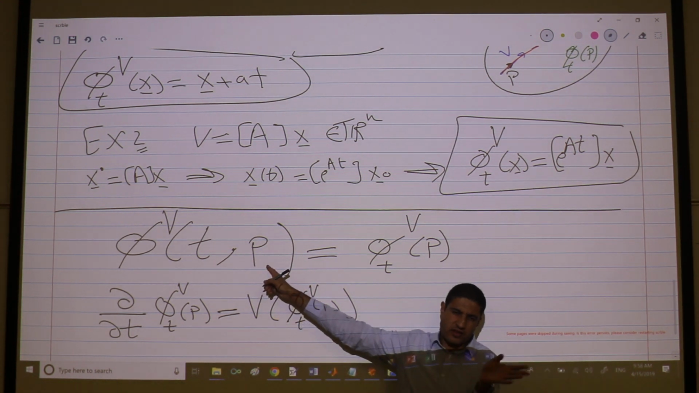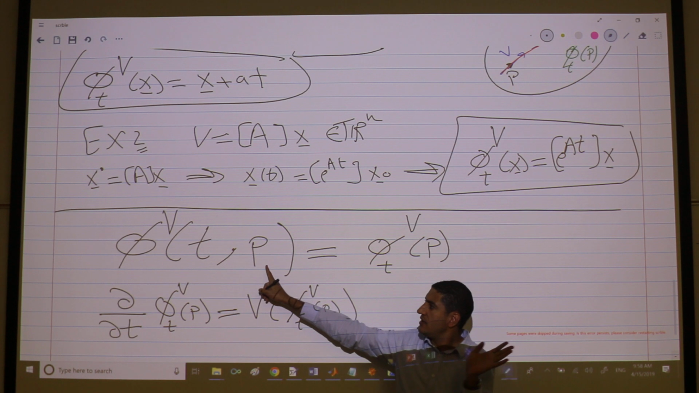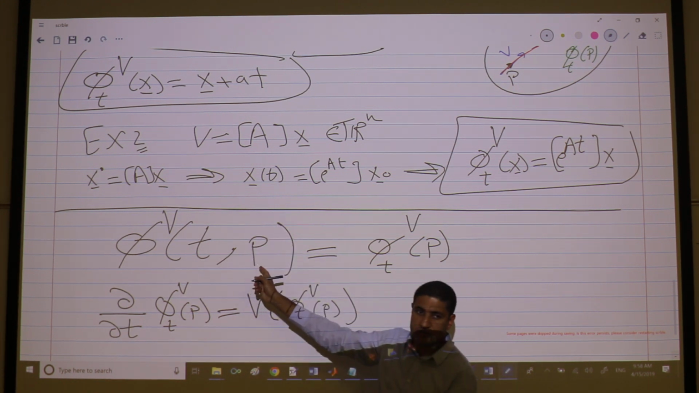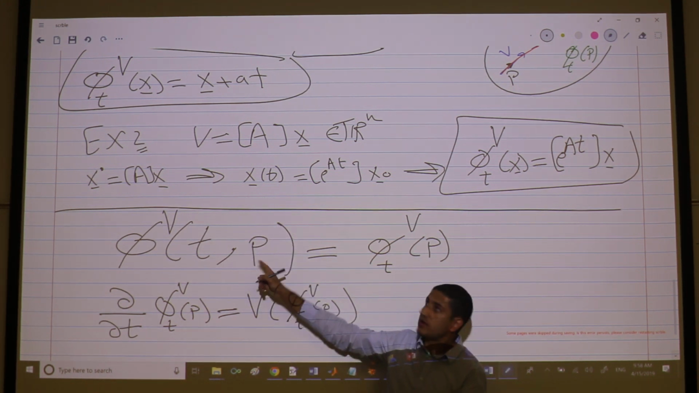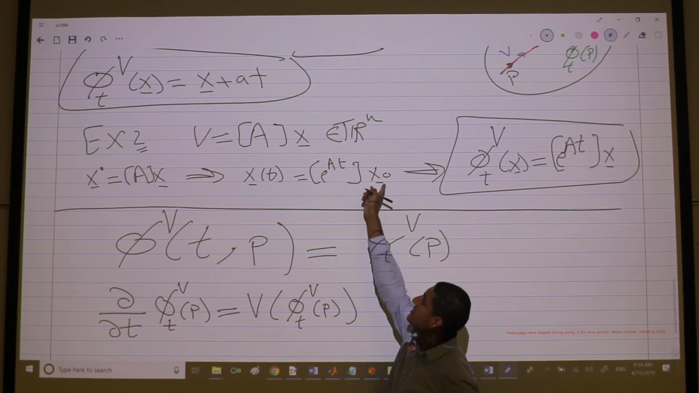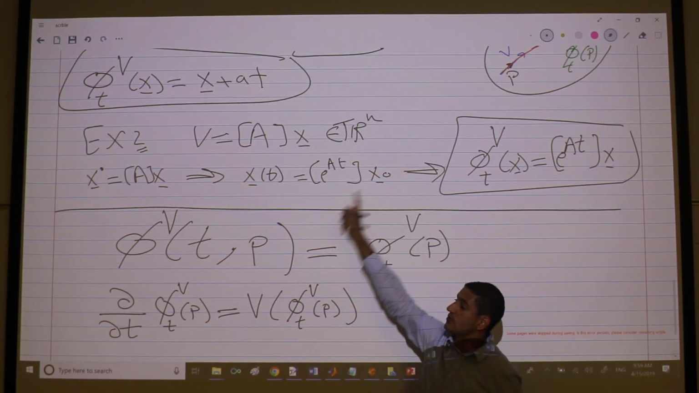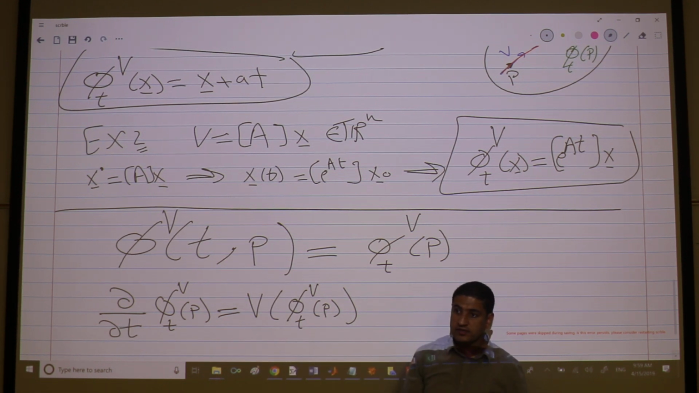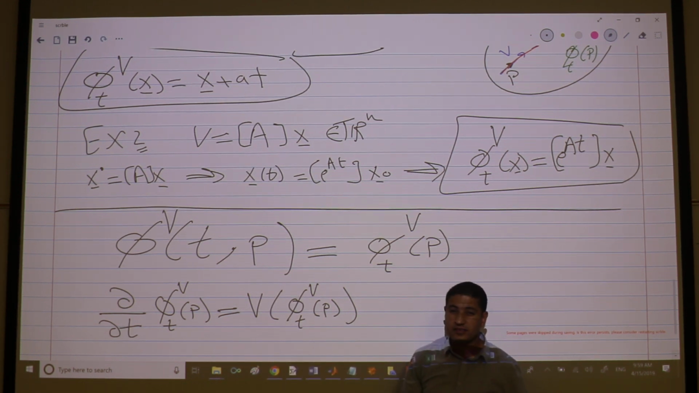You even think of R^m, don't make it complicated. So this is the solution of the differential equation, like e to the At times x naught. If you differentiate with respect to the second argument, the point, or x naught, what do you get? In this case, we get the state transition matrix.